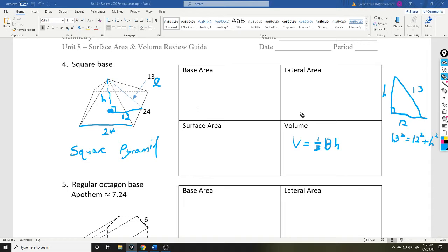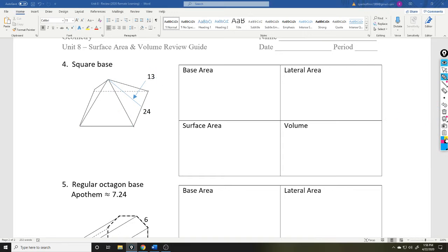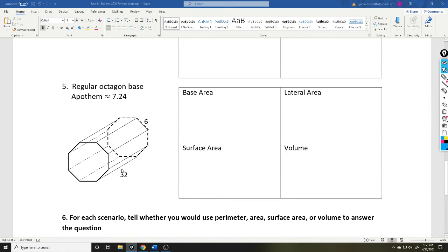All right, hint on number 5. The tricky part of number 5 is area of the base. So we'll start that. And the reason the area of the base is tricky is because it's a regular octagon. This is an octagonal prism.